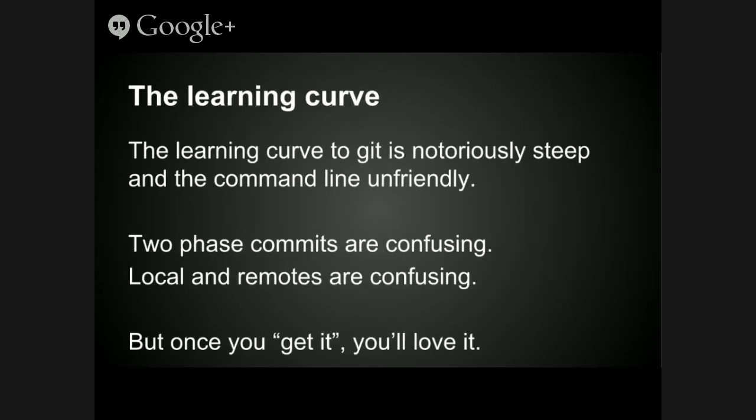So the learning curve is notoriously steep. Don't be alarmed. Don't be surprised. Don't be shocked. People say, "Oh, if you can't do anything with the command line, you're not a real programmer." Yeah, great, but assholes on the internet will say lots of things, right? Don't listen to them. The command line is unfriendly, and the learning curve is incredibly steep. Two-phase commits are confusing. Local and remotes are confusing if you're used to a centralized workflow. Don't worry if you feel out of your depth. It's okay. But once you get it, you realize how powerful it is, in that you're completely unshackled from where you are to work, and you can do crazy experimental stuff really, really quickly.